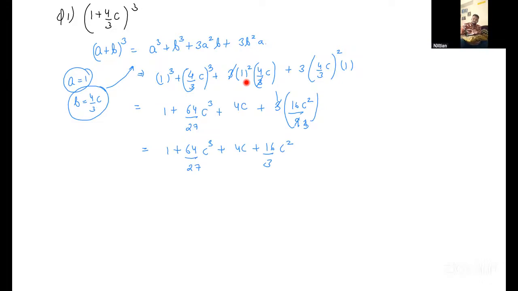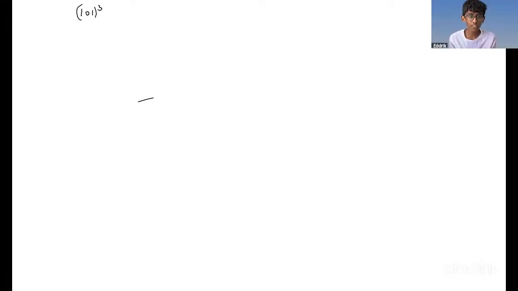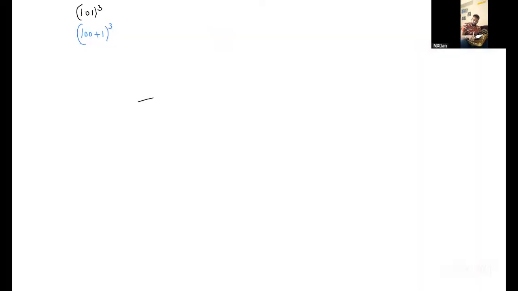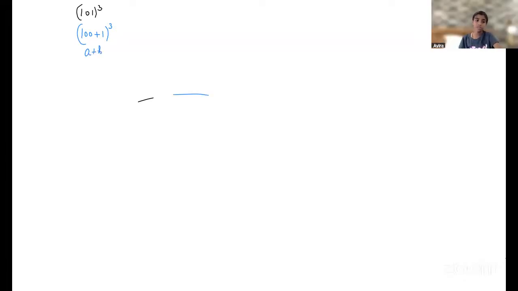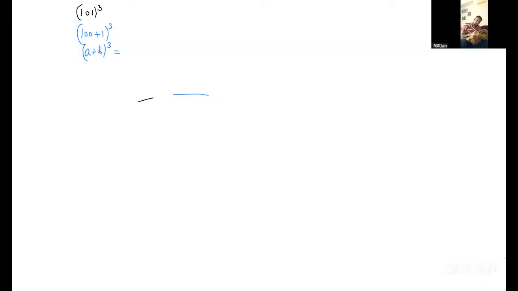Okay, shall I read this? Yes, sir. So now the same thing, number 1 will also come, like 101 cube is there. So if 101 cube is there, can I write it like 100 plus 1 cube? Yes, 100 plus 1 cube. So now Ira will tell me, this 100 plus 1 is in which identity form? That a plus b cube. Now what is the identity of that?